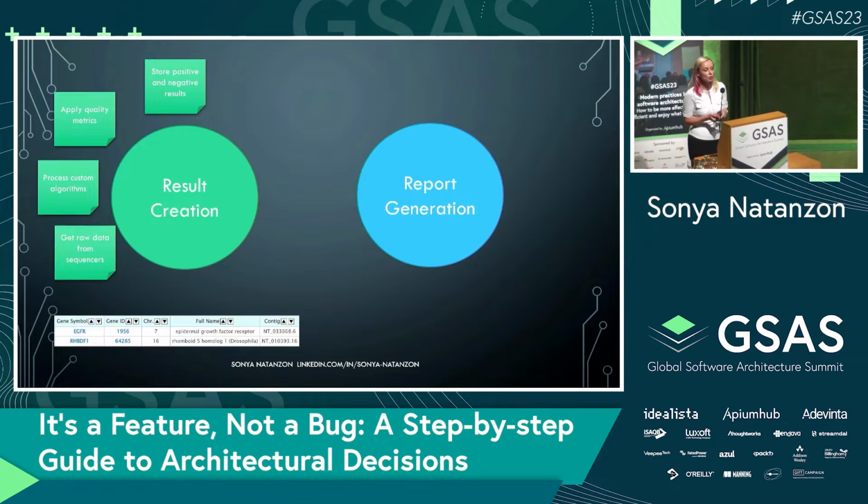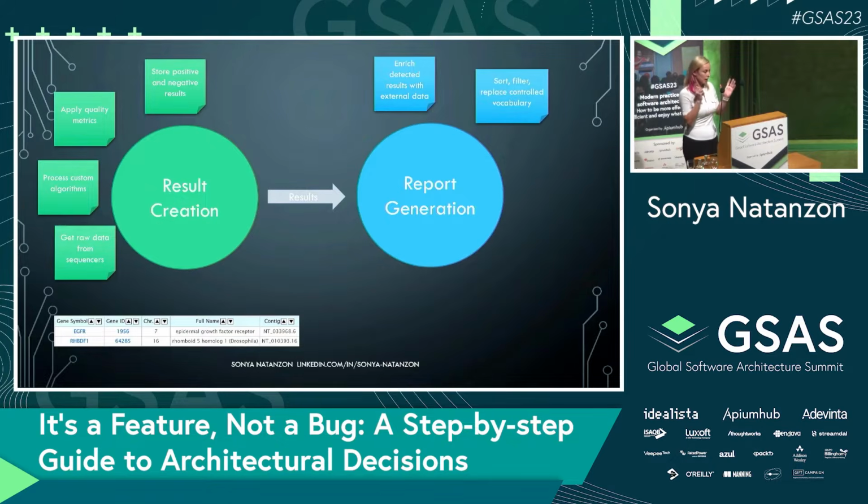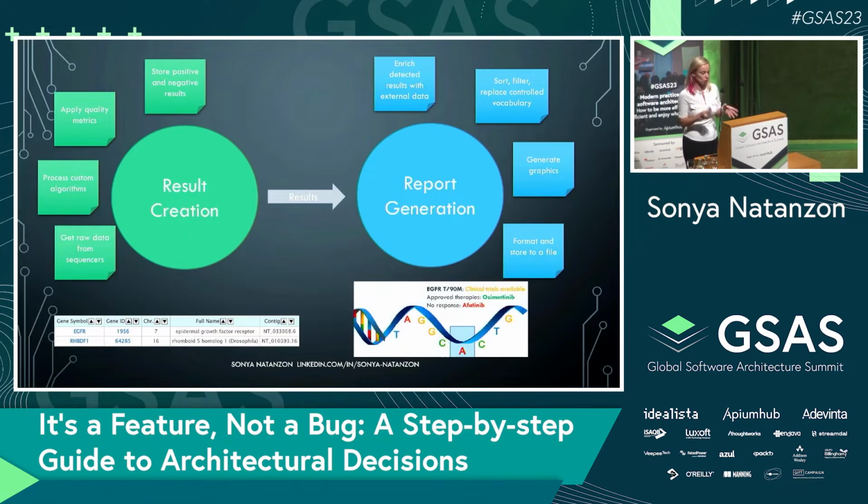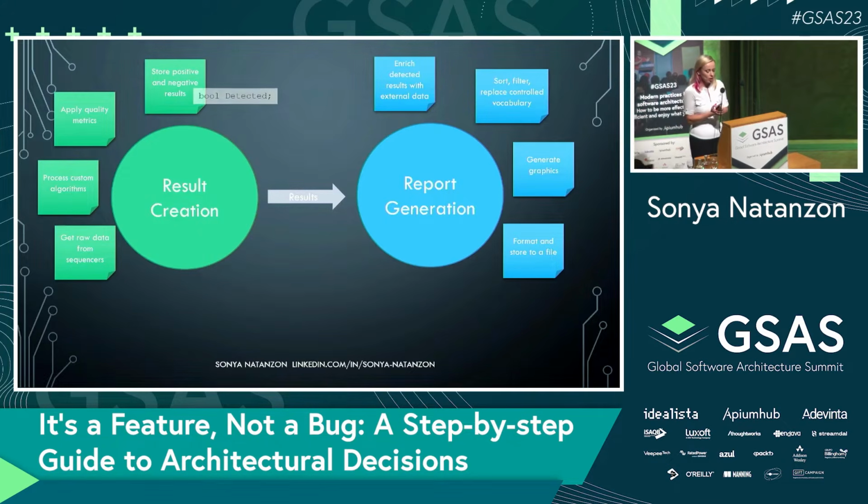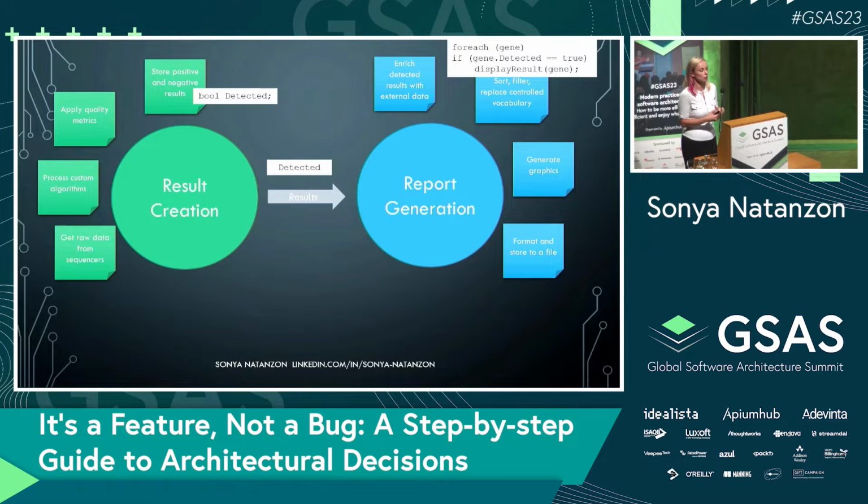Now, these results then go to the report generation domain, and that has its own set of responsibilities. It enriches data from external sources, sorts, filters, replaces controlled vocabulary with something a human or a doctor can understand, generates some pretty graphics, and puts all of that in a file that goes to a physician. In short, the result creation domain detects a mutation, and the report generation domain will filter through important mutations, and those that are actionable will go into a file.